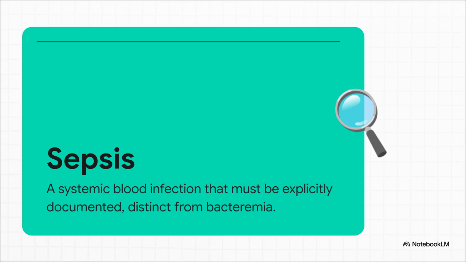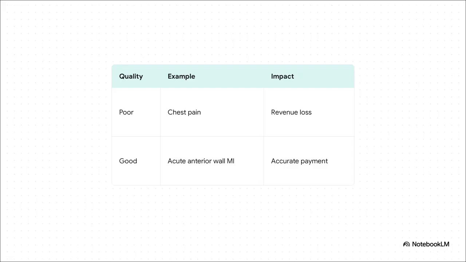To capture that MCC, the provider must clearly document severe sepsis or septic shock and explicitly link it to the failing organs, like an acute kidney injury. This breakdown right here really hits the nail on the head and proves our ultimate point. Vague charting yields poor groupings and massive compliance risks. But complete codable documentation ensures appropriate reimbursement for the resources consumed.